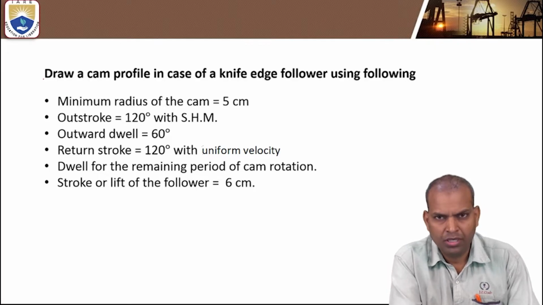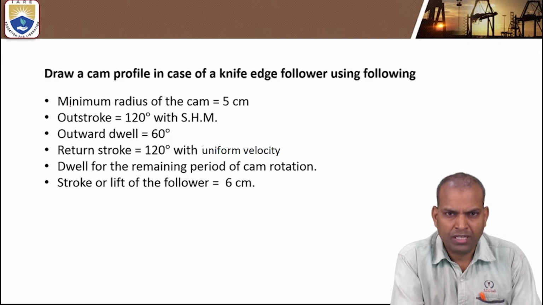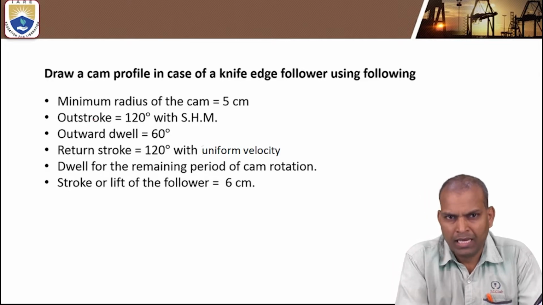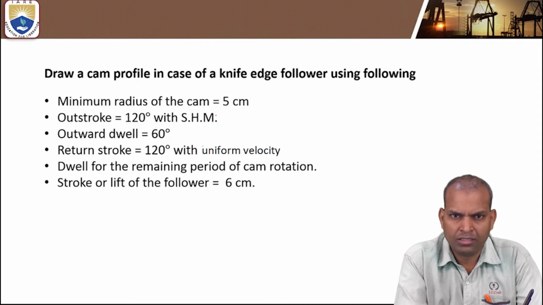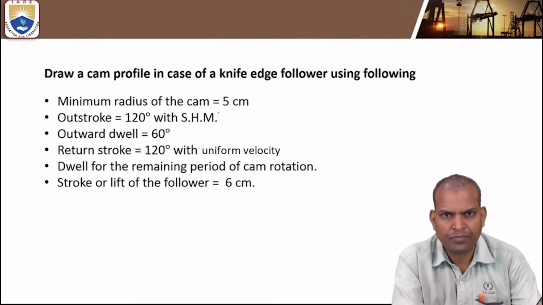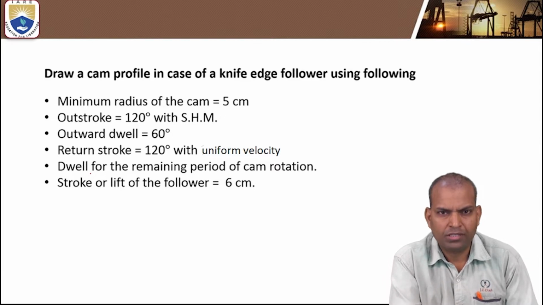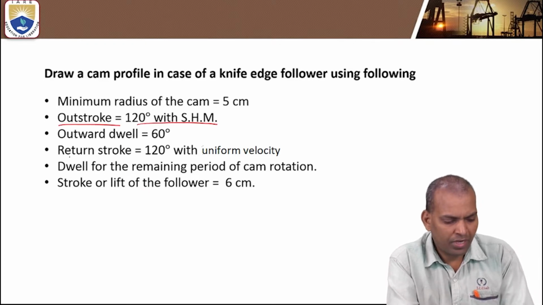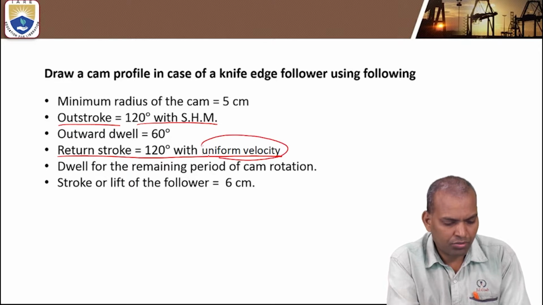In the previous sessions, we have studied the same data with a knife edge follower, but the follower motion is simple harmonic motion during outstroke and return stroke. In another session, we have learned how to draw a cam profile with the same simple harmonic motion, the same knife edge follower, and uniform velocity during outstroke and return strokes. Now in this case, the motion of the follower is simple harmonic motion during outstroke and uniform velocity during return stroke.